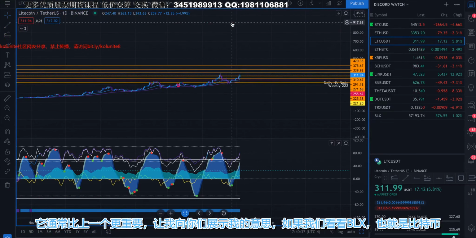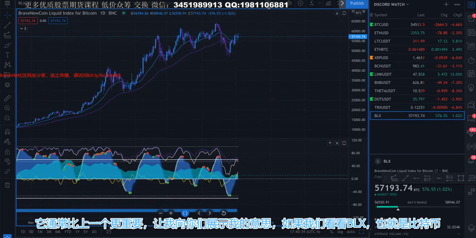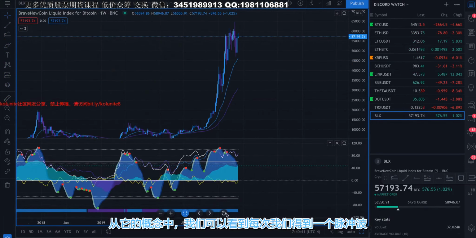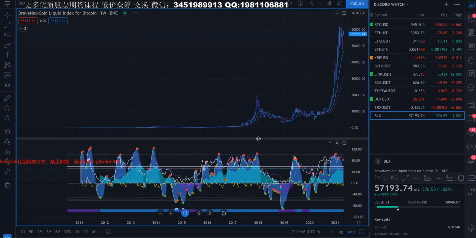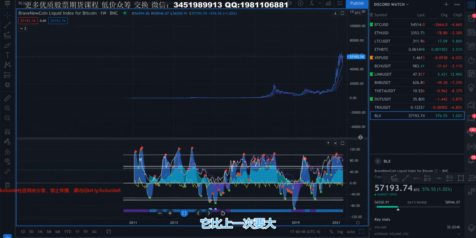If we take a look at the BLX, which is the Bitcoin from its conception, we can see that every time we get one of these impulse waves, it's bigger than it was the last time, right?